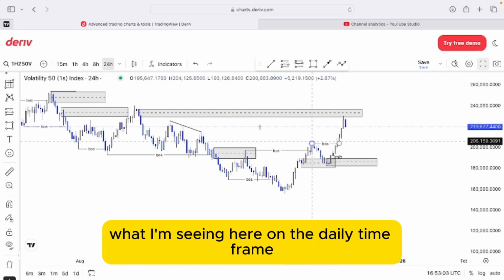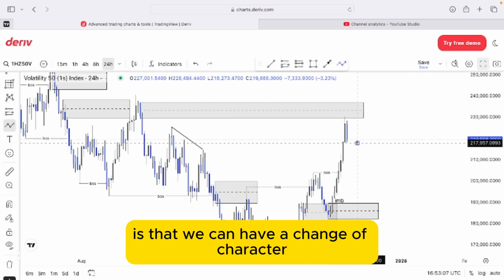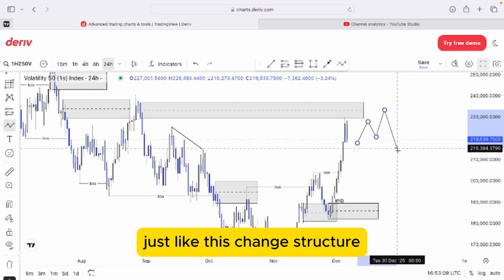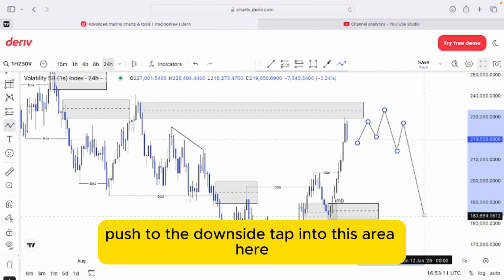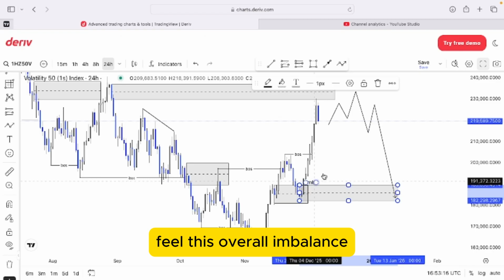So far, what I'm seeing here on the daily time frame, or the 24-hour, is that we can have a change of character, just like this. Change structure, push to the downside, tap into this area here, fill this overall imbalance.